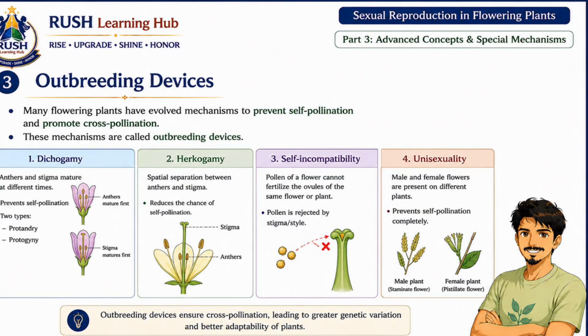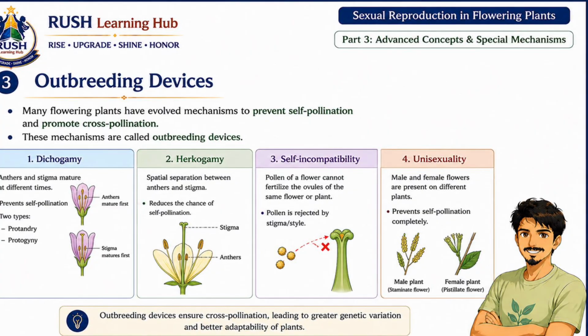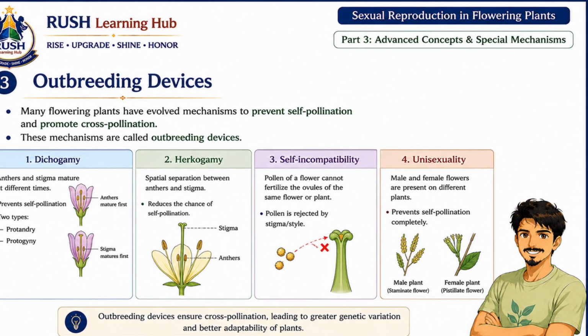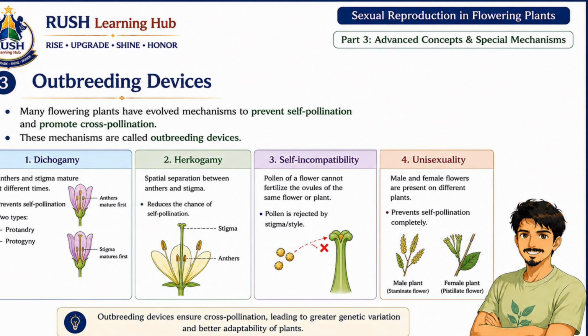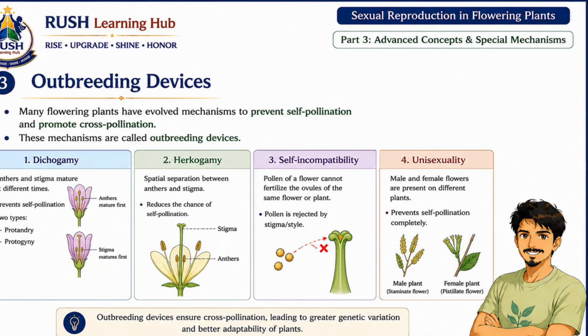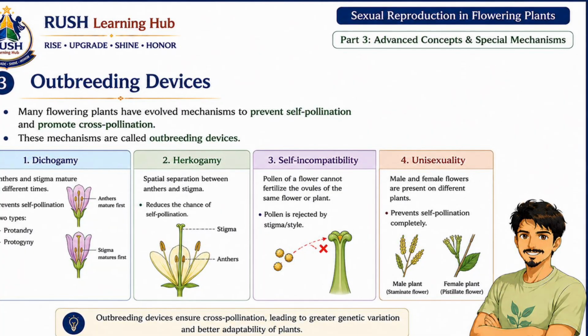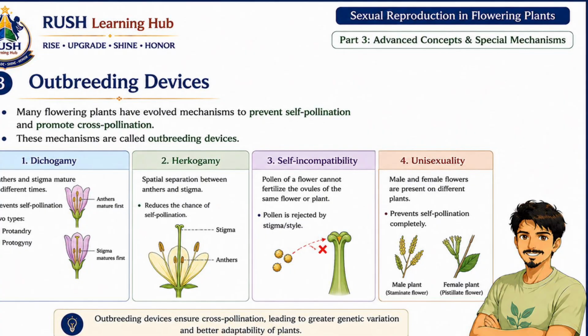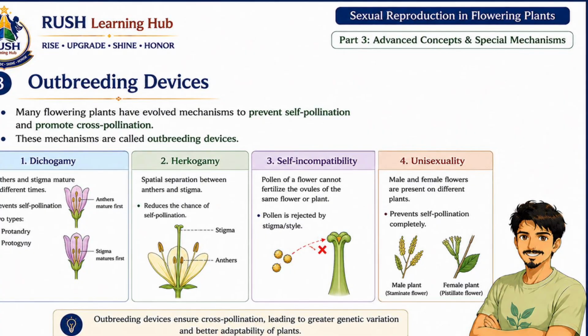Conclusion. Thus, dichogamy, hercogamy, self-incompatibility, and unisexuality are important outbreeding devices that help maintain genetic diversity in plant populations. These mechanisms increase the chances of cross-pollination and contribute to the evolutionary success of flowering plants.